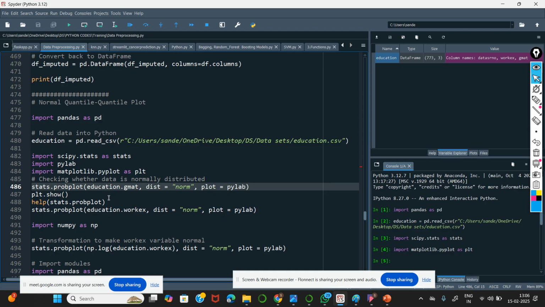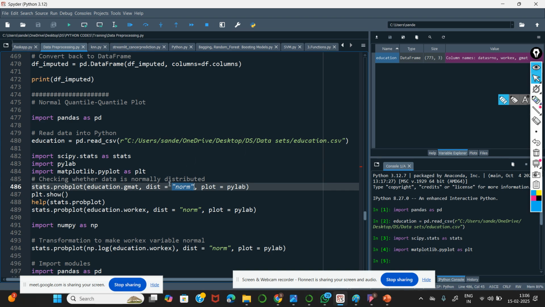I want to find out the data distribution of GMAT score of which particular table or data frame, education. From education, let's go and find out the probability plot for GMAT. Coming to distribution, go and give a normal distributed line.